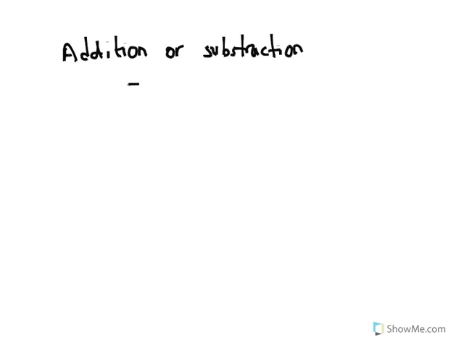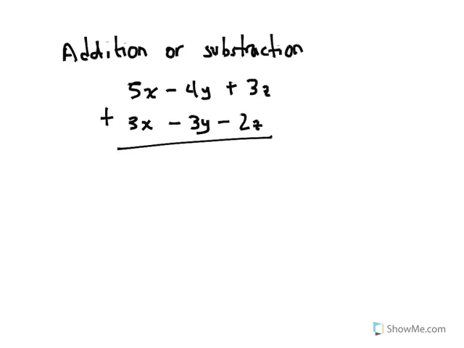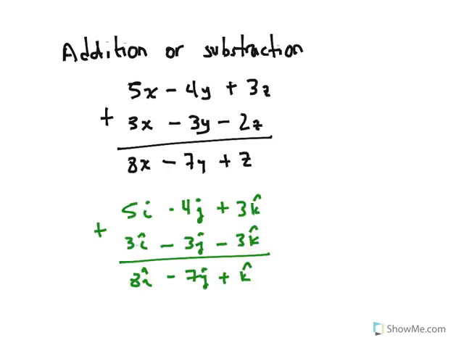Previously in elementary school they stated 5x minus 4y plus 3z, and then you add to it, for instance, 3x minus 3y minus 2z, and then you just add 5x with 3x, for instance, 8x, and y's with y's, for instance, minus 7y, and then plus 1z. Well, it's going to be exactly the same now with the notation of these vectors. Instead of x, y, and z, you're going to state i's, j's, k's, and you're going to be adding i's with i's, j's with j's, k's with k's. So now this is the vector.